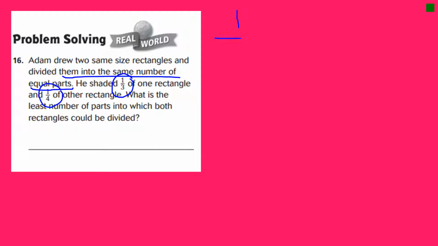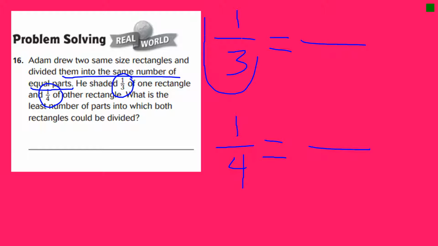So I want to think about 1/3 and 1/4. They could both be fractions that have which denominator in common? If we think of a denominator that they have in common, that means that my rectangle could be divided into 1/3. And my rectangle could also be divided into 1/4 with that same number of equal parts. A common denominator, a common number of equal parts that both of these rectangles are divided into.